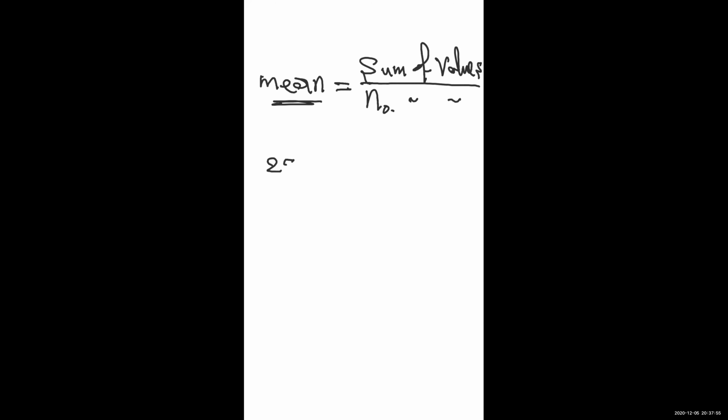First, the mean. If we want to calculate the mean of a set of values, the arithmetic mean will equal the sum of values over the number of values. For example, if I want to get the mean of the following values: 25, 23, 21, 22 and 24.